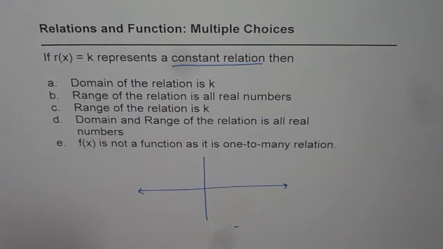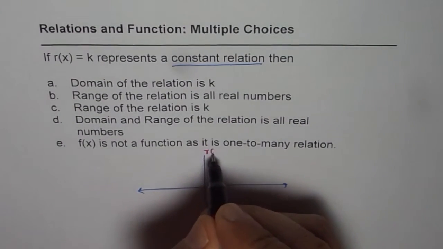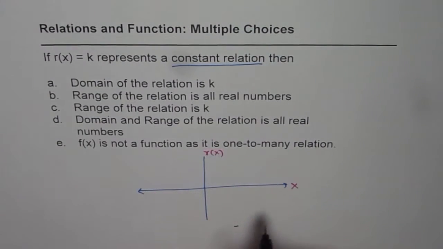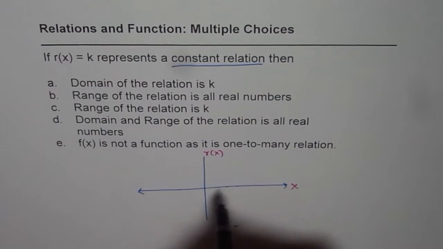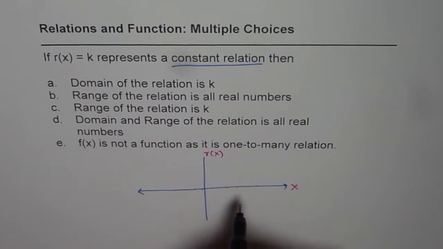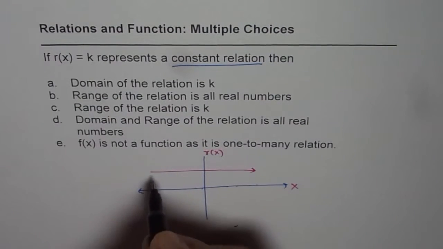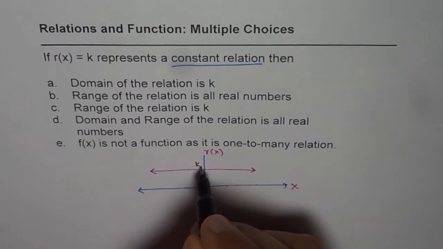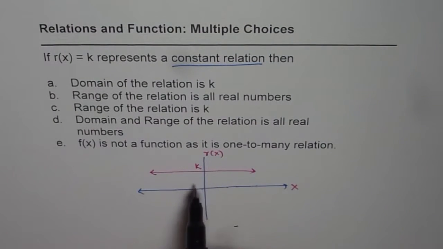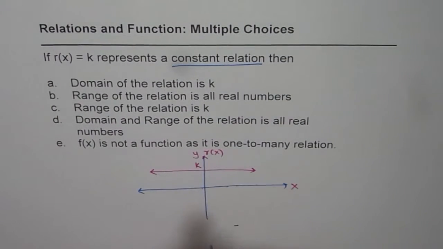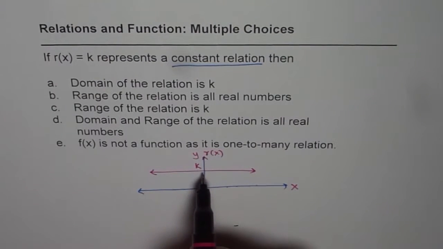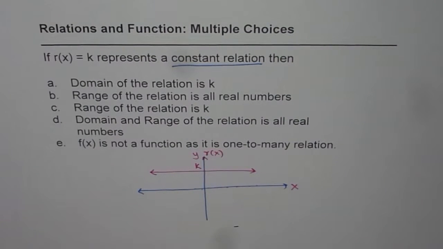That means basically the value of r of x, let's say this is our r of x, and that is independent variable x, is k. So that means for any value of x in the domain of real numbers, r of x has got just one value, and that is k. So it's a horizontal line which has a y-intercept, or in this case the r-intercept, at k. Do you understand? So if I say this is my y-axis represented by r of x, then the y-intercept is at k, right? So that is how this relation is.